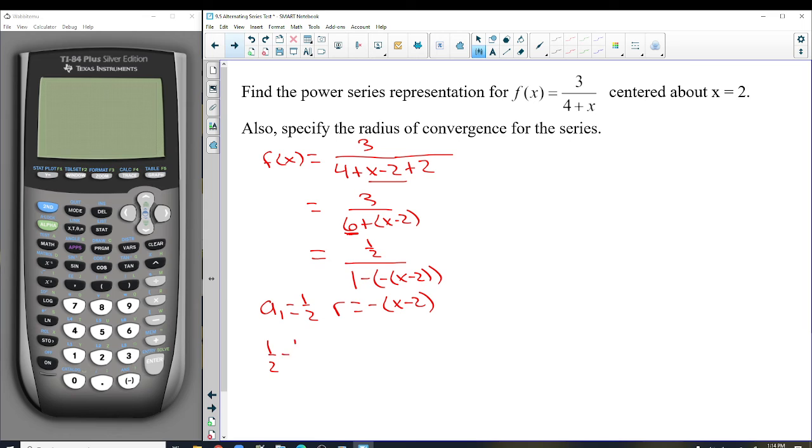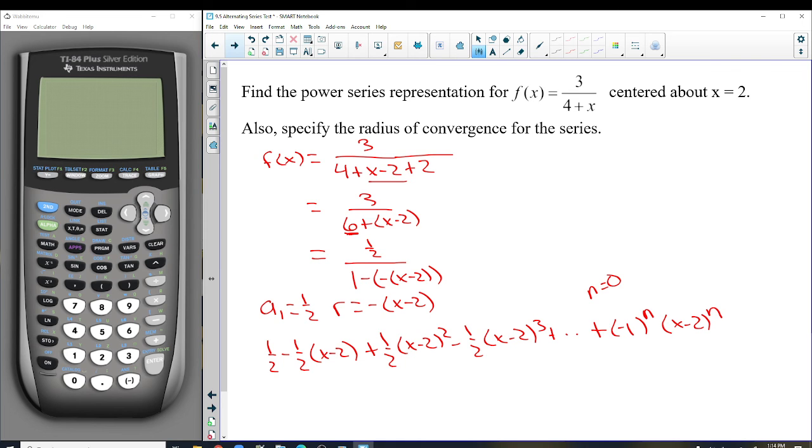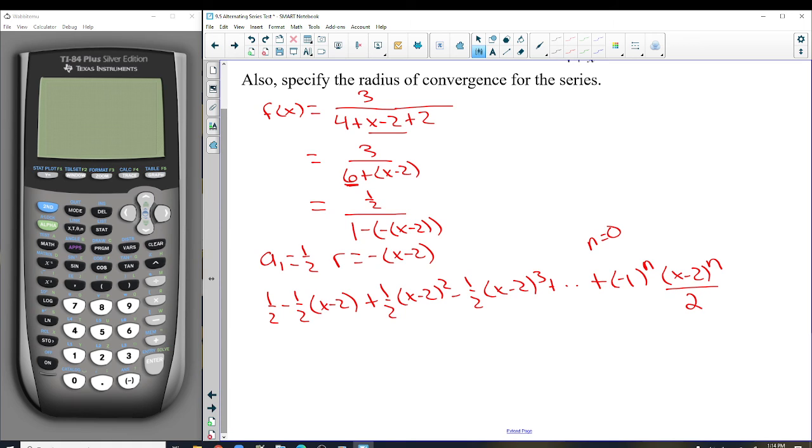Then we have minus 1/2 x minus 2 plus 1/2 x minus 2 squared minus 1/2 x minus 2 to the third, plus keep on going, and that's going to be negative 1. What if we start at 0? Negative 1 to the n, x minus 2 to the n, and what do we need? We needed a 2 in there somehow, and that's just going to be over 2. So also specify the radius of convergence for the series.